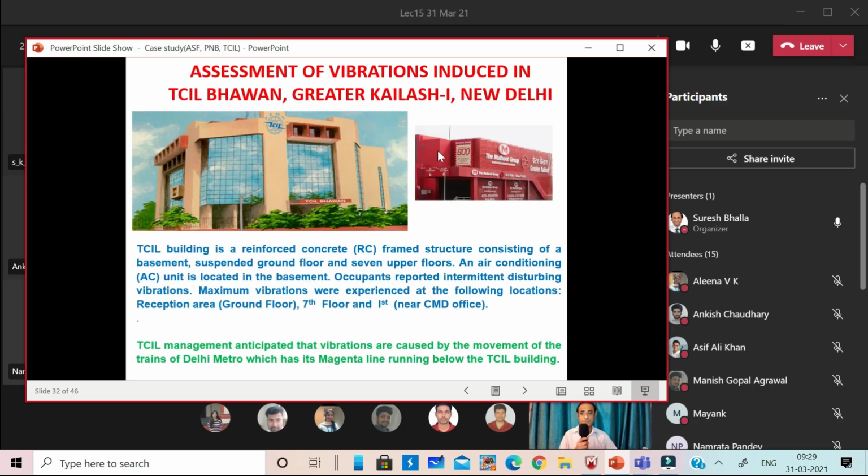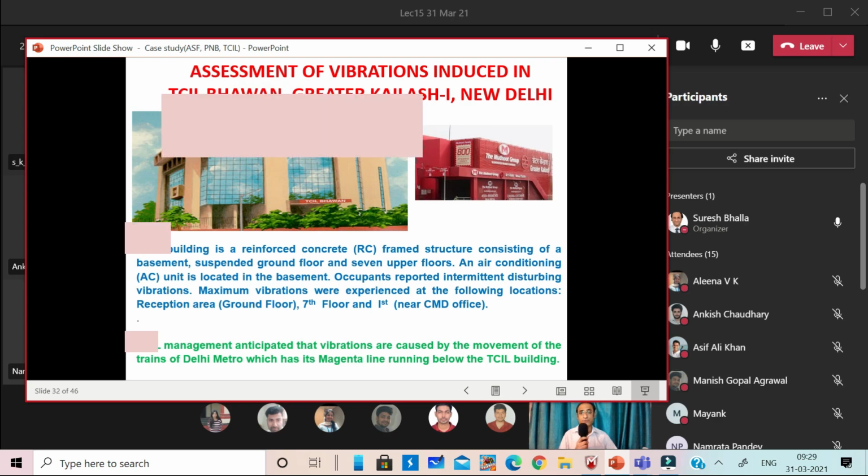came from this building. So if you take the magenta line of the metro, which passes through IIT Delhi, then this magenta line passes just below this particular building which reported the problem. So here just outside this building, there is a metro station also. It is a reinforced concrete structure, and there is a basement also. So the ground floor is basically a suspended RC floor. It's not resting directly on the ground.